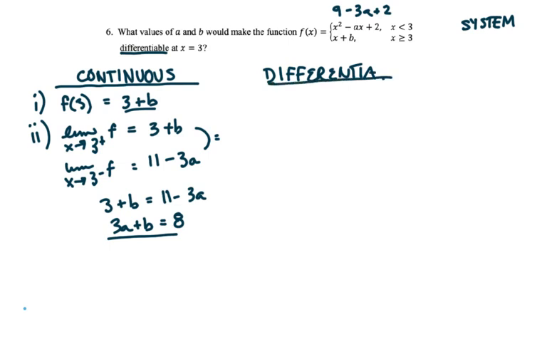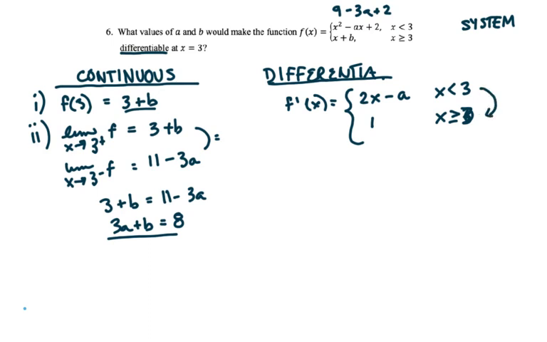Okay, so f prime of x is going to equal, so we differentiate the first one, 2x. Now remember, a is some constant, so this just becomes minus a, and the 2 becomes a 0. In the second equation, the x becomes a 1, and the b becomes a 0, because b is a constant, greater than 3. We're going to plug 3 in and set these two things equal to each other. So 6 minus a equals 1.